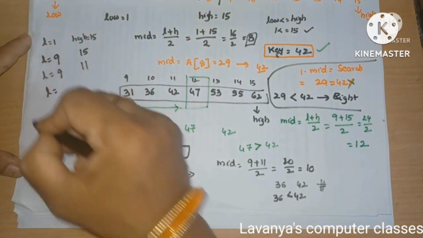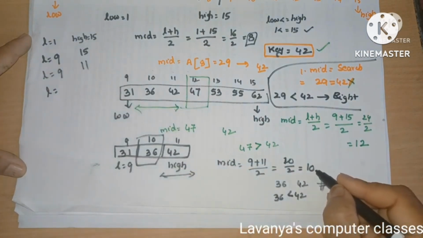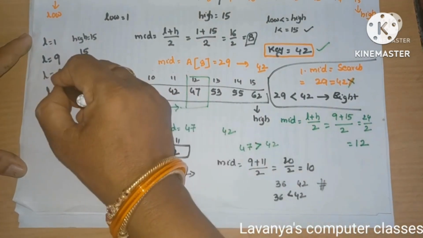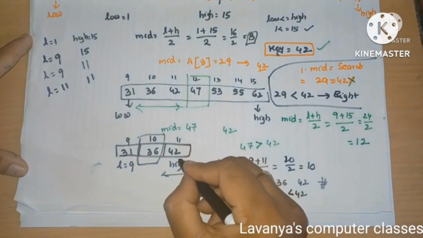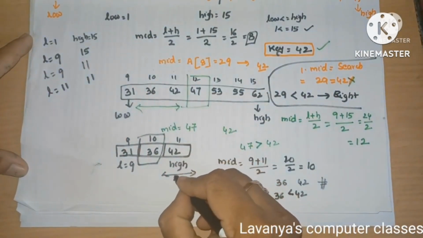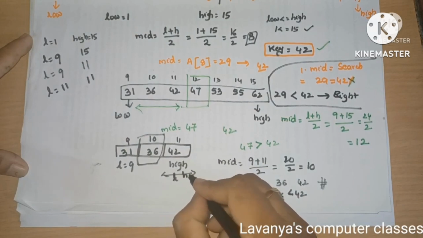But check it. L value, change it to middle plus 1. So, what is your middle plus 1? Middle value is 10. 10 plus 1 is 11. High we have not changed anything. So, here only, low is here and high value is here. Both are the same.